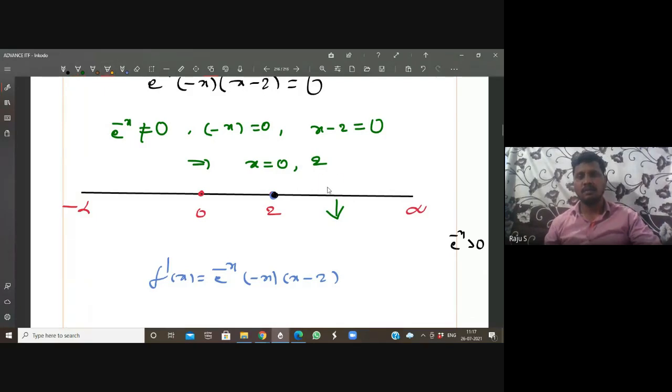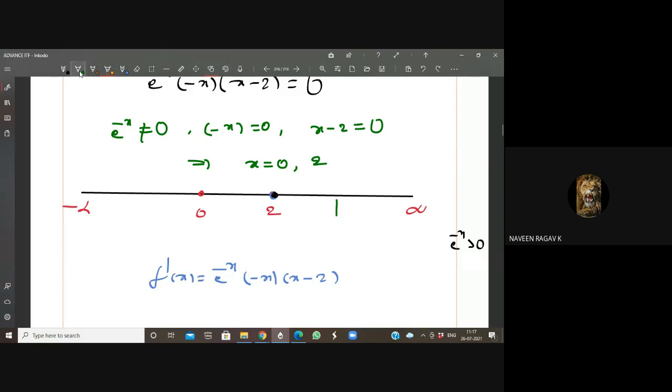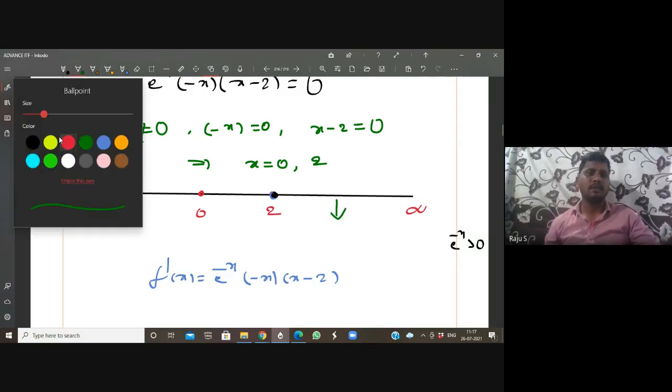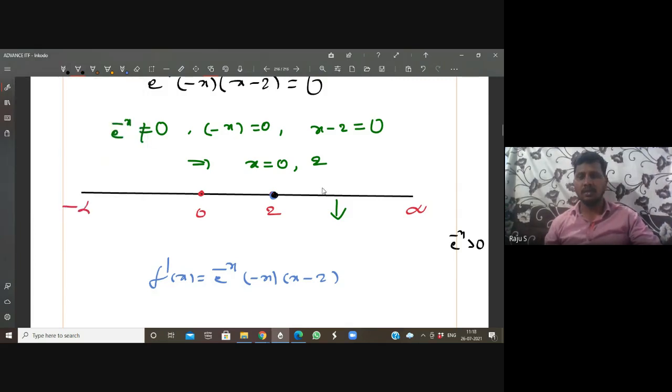Increasing. Is that increasing? Decreasing, because we will get a negative value. For any value of x it is negative, so it is decreasing. Here we'll get positive, I think so. Increasing, negative. So in which interval? Plus means increasing, minus means decreasing.